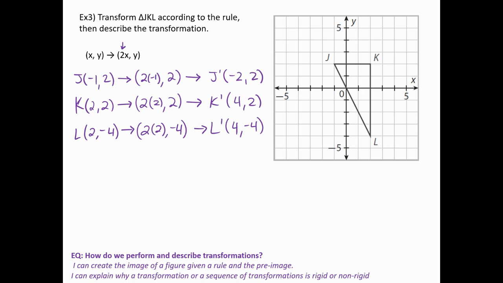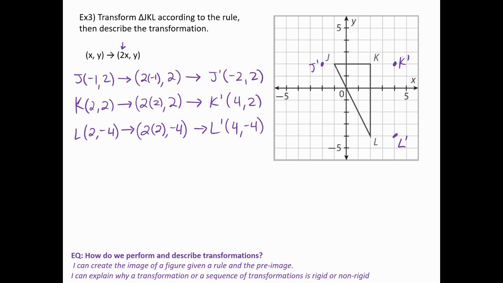All right, so let's see how that looks on our graph. J prime is at -2, 2. Sorry to make that prime a little clearer. Let me try one more time. J prime. There we go. And K prime is at 4, 2. And then L prime is at 4, -4.